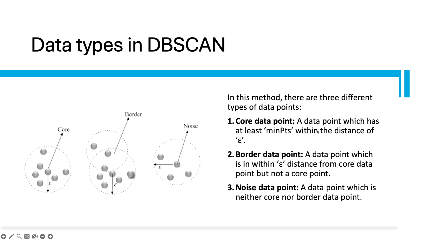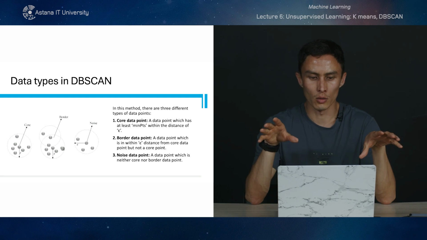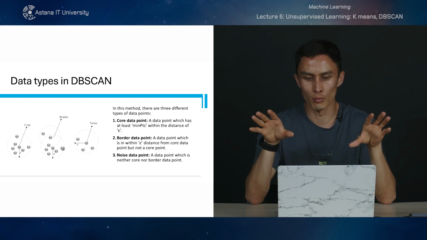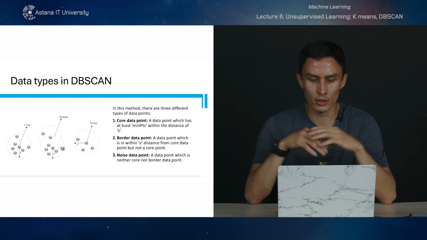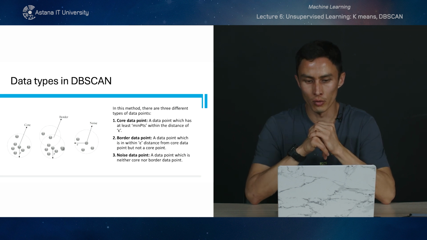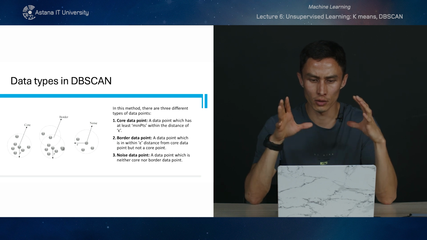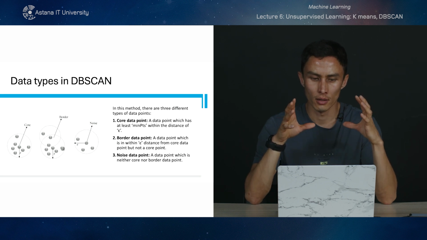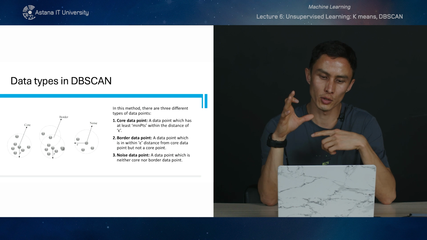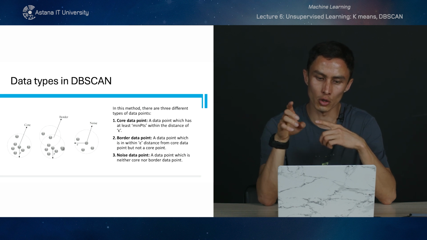We say it is a core data point if, within this epsilon distance, there are at least the minimum number of data points. We also say there is a border data point. We call a point a border data point if it is not a core data point, but it is within epsilon distance of a core data point.